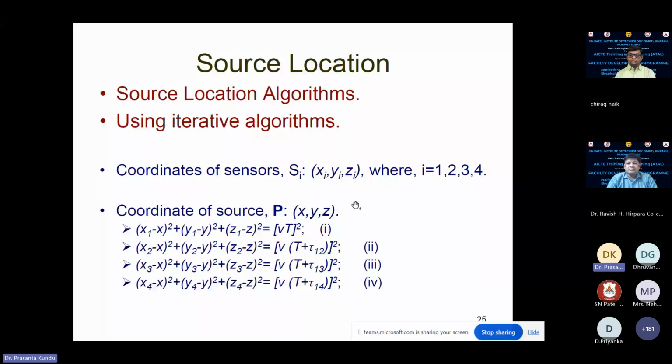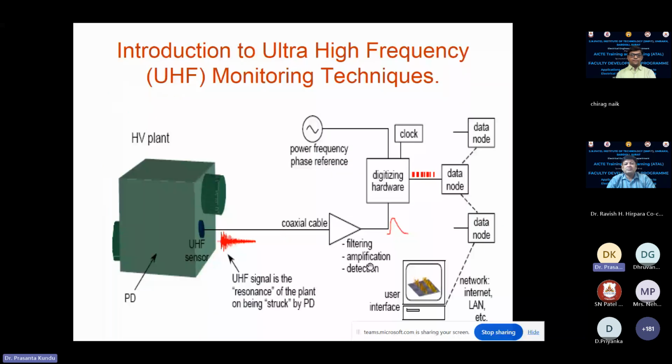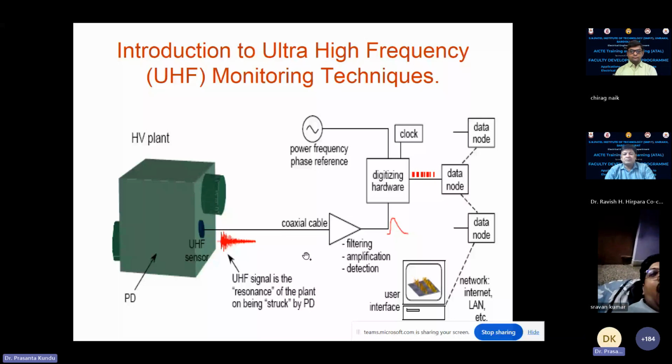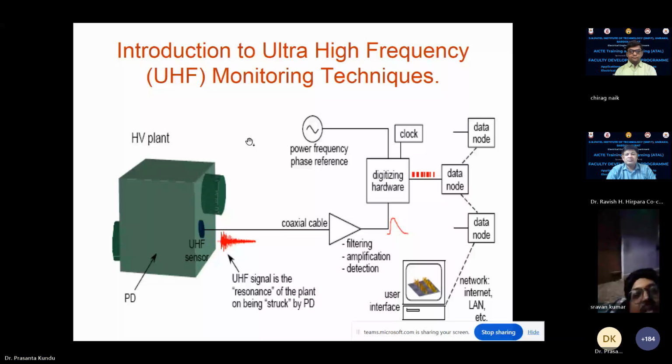Similarly, you can do source location using the UHF technique also. UHF is ultra high frequency. It is not immune to electromagnetic interference, because the principle is electromagnetic, since PD also creates an electromagnetic wave. That electromagnetic wave will propagate in many directions.